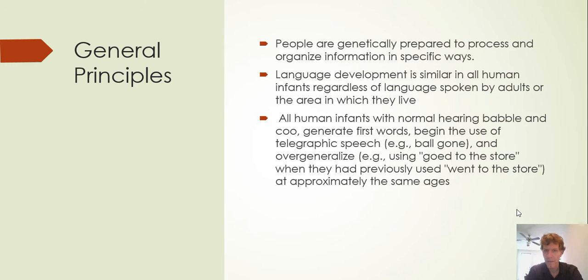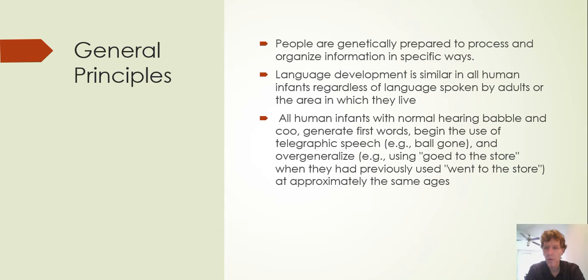Here are some further general principles. People are genetically prepared to process and organize information in specific ways. But just because we are genetically prepared to do it doesn't mean that we don't adapt by our environment. So it is both genetic as well as environmental in terms of our communication. Language development is similar in all human infants, regardless of language spoken by adults or the areas in which they live. That being said, that doesn't mean that once we start to function within our environments, there aren't some environmental differences that also develop.